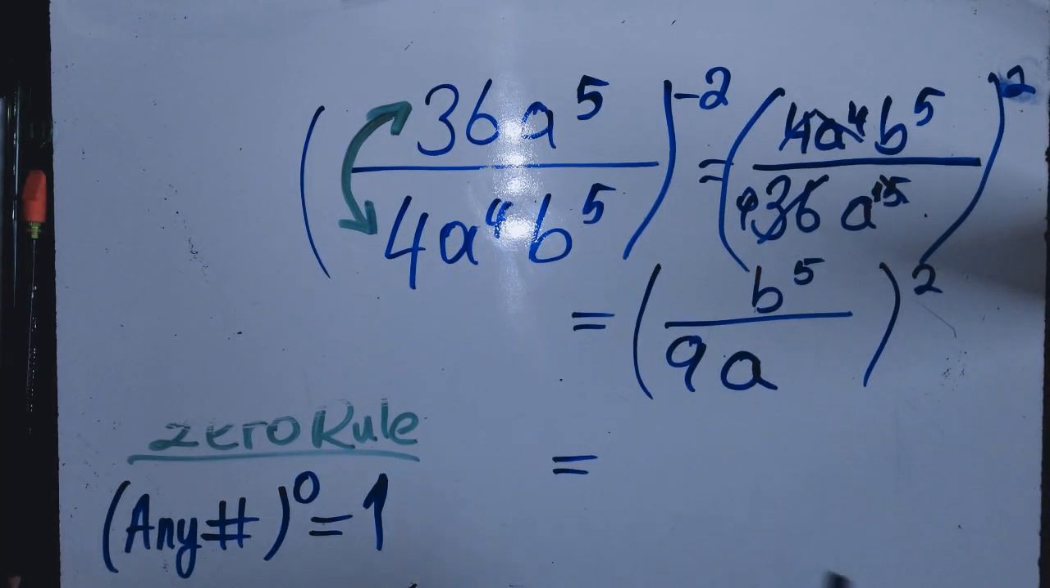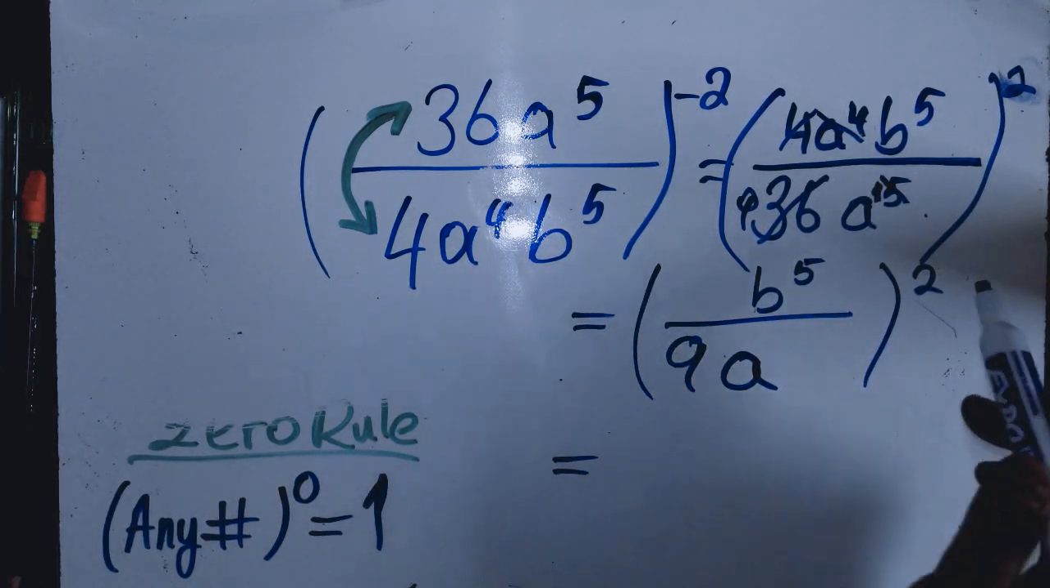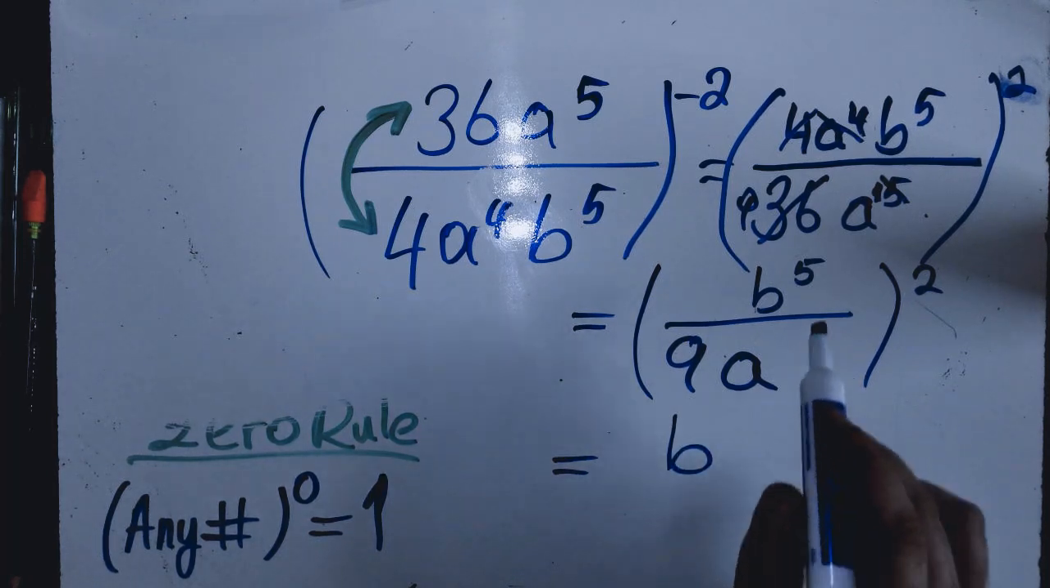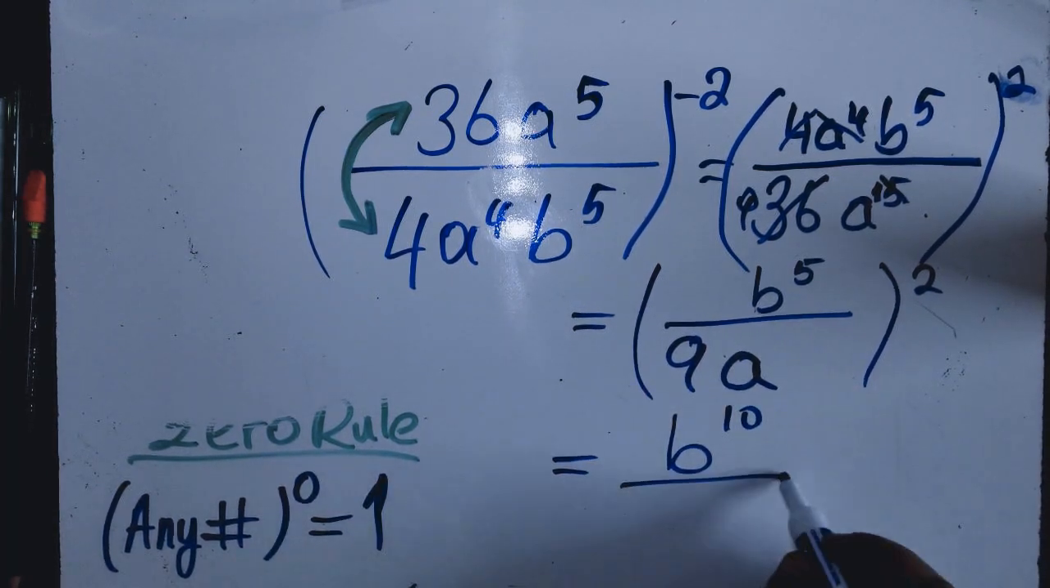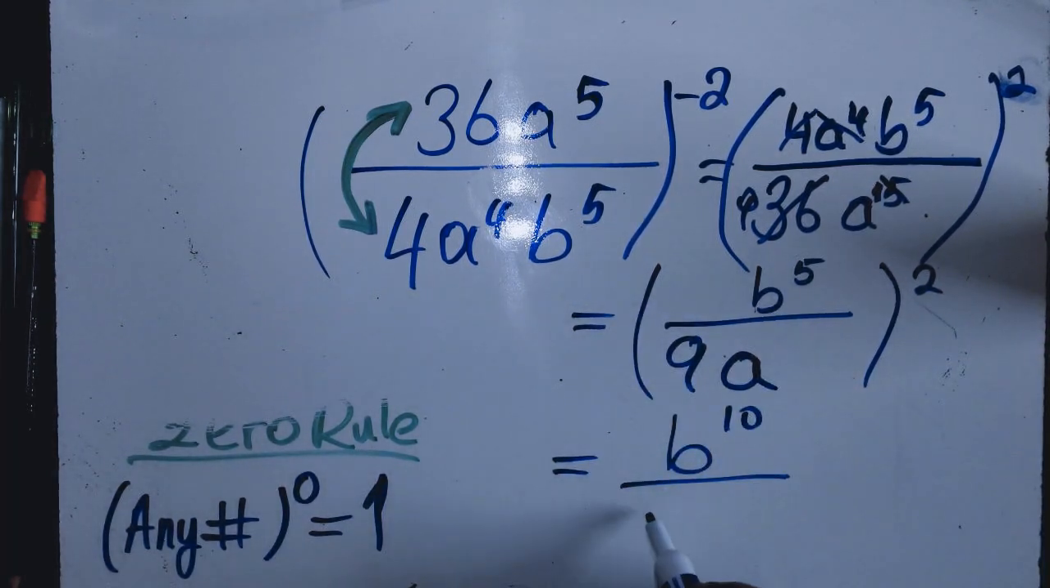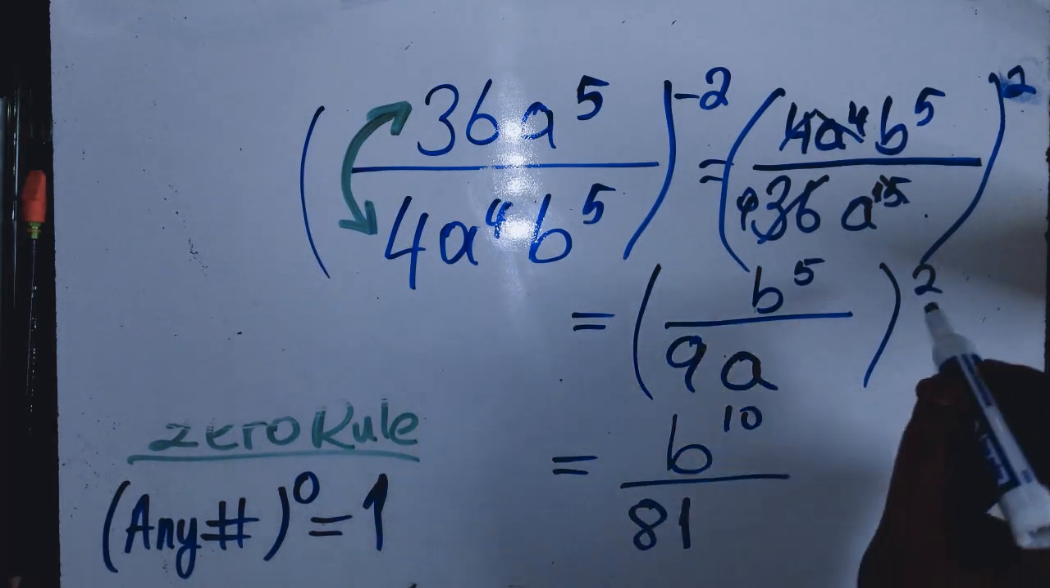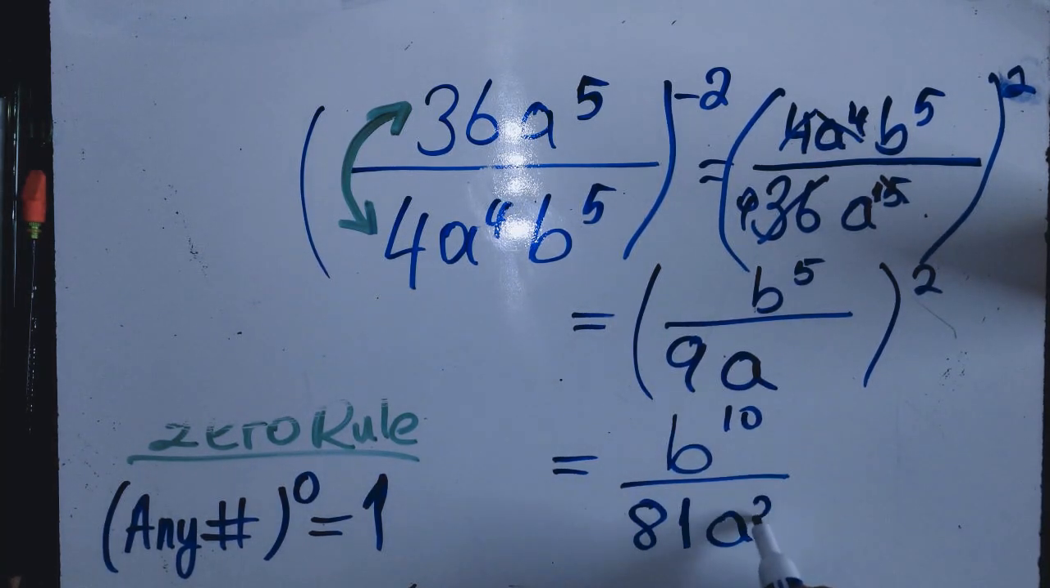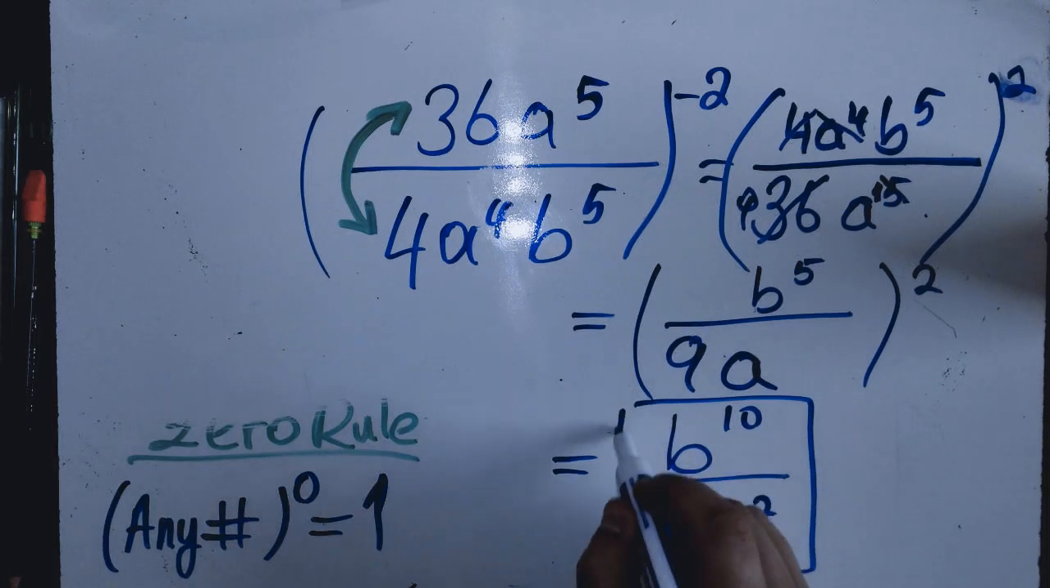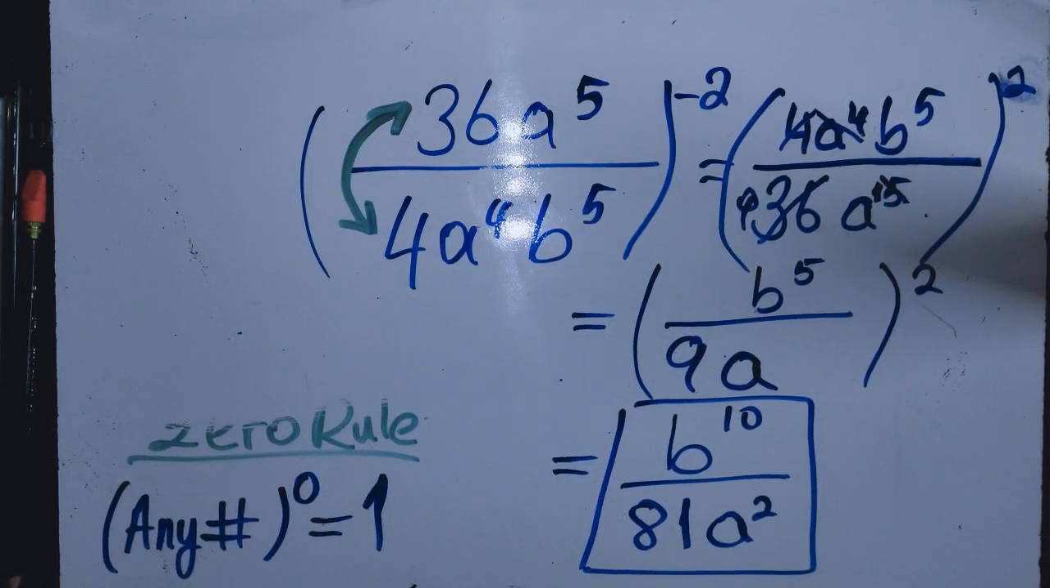Now I'm going to use the power of a power and the quotient rules and distribute the exponent to both terms. b to the 5th to the 2nd power will be b to the 5 times 2, 10, over 9 squared is 81, and a squared. So your final answer will be this.